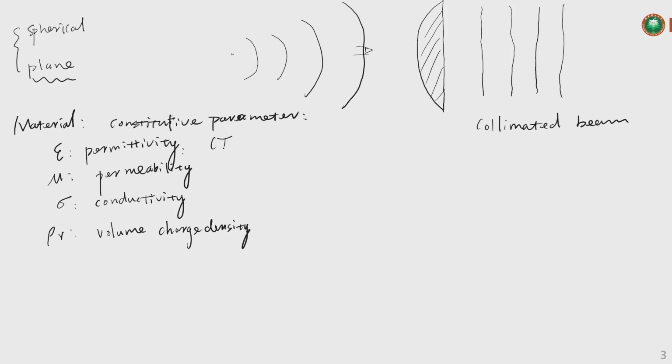So for permittivity, we call it the dielectric constant. Actually, it should be all of them, but mostly we are concentrating on this one. So its unit is farad per meter, right? This one is Henry per meter. This one is Siemens per meter. And this is charge per meter.